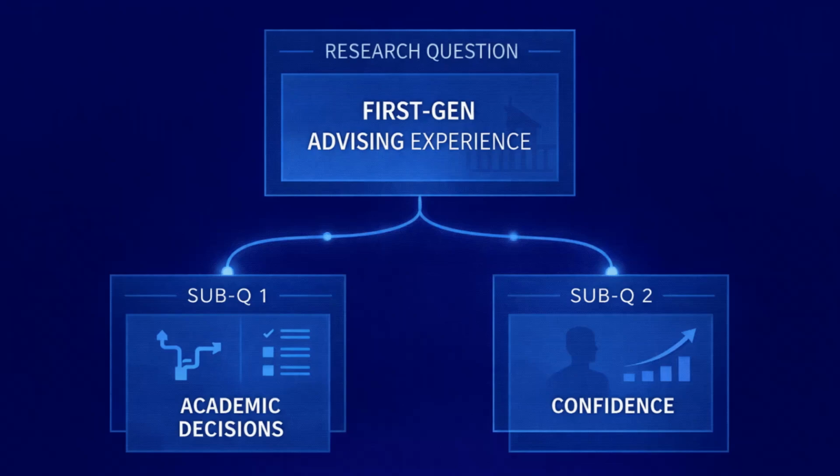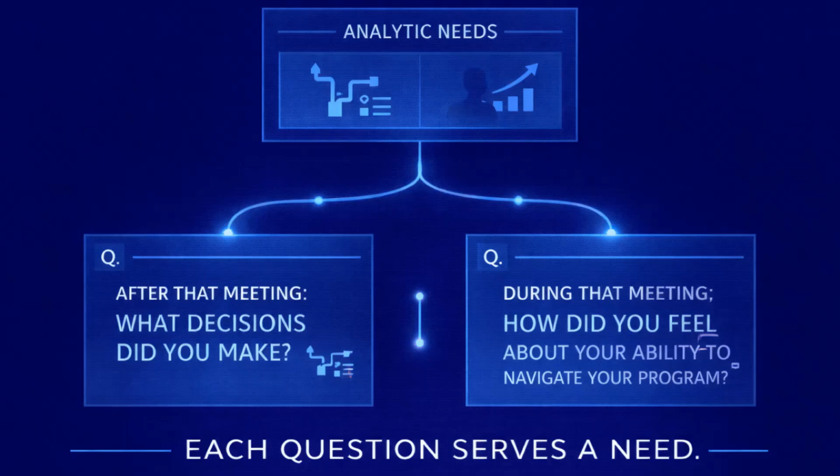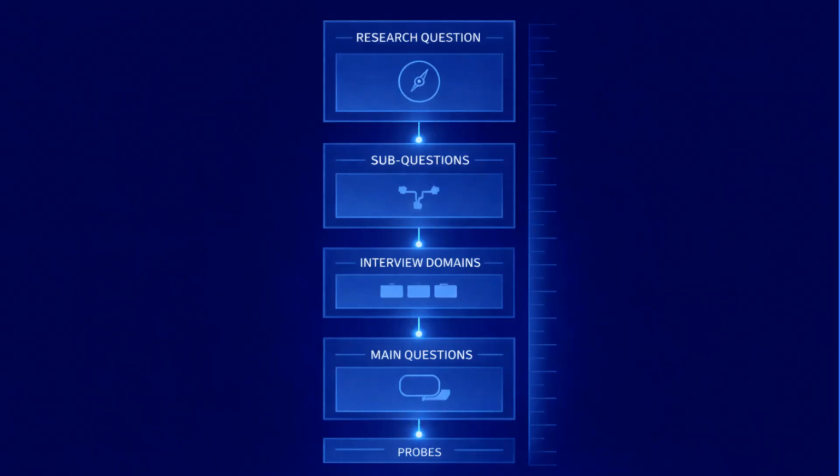For example, research question: how do first-generation students experience advising? Subquestion 1. How do advising interactions shape academic decisions? Subquestion 2. How do advising interactions shape confidence? Aligned interview questions might include: after that meeting, what decisions did you make? And during that meeting, how did you feel about your ability to navigate your program? Each question serves a defined analytic need. This mapping should be visible.